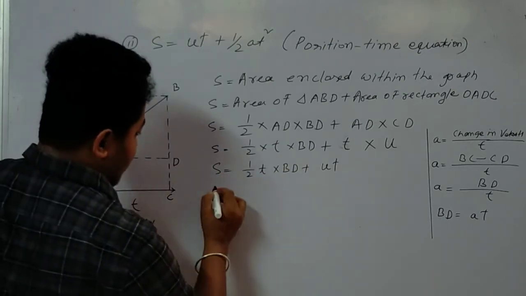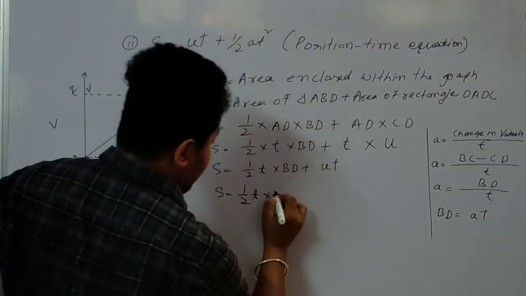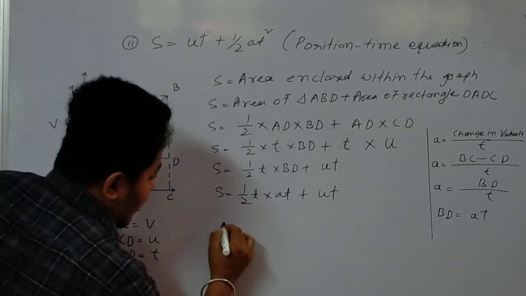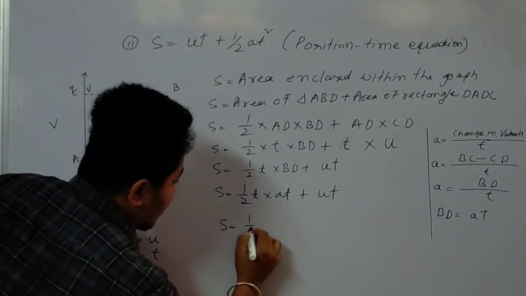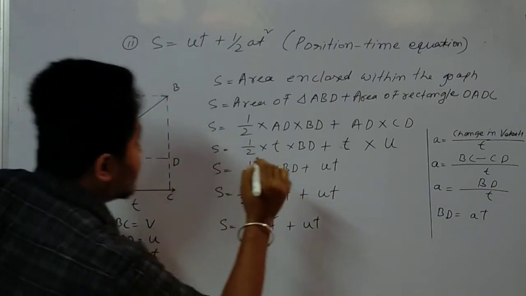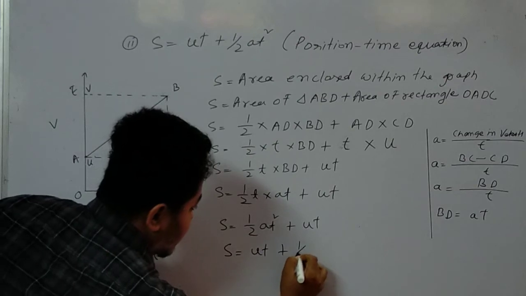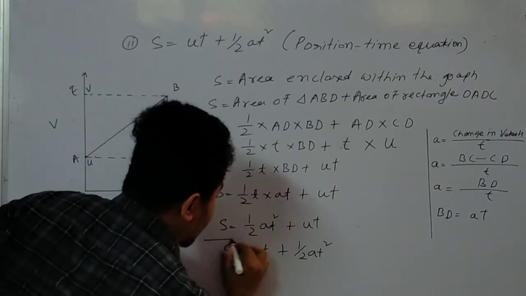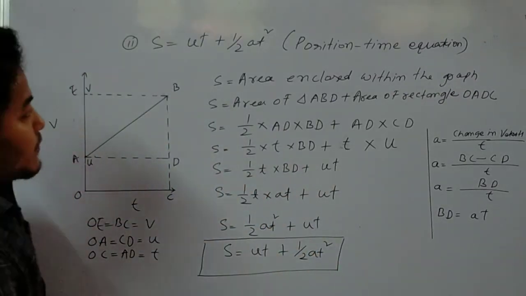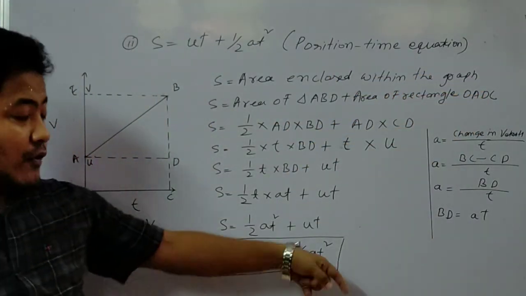So I am putting the value of BD now. S is equal to half of t into BD. BD is at, plus ut. So now if I multiply, this is half of at into t, that is half of at square, plus ut. That means I can arrange them now: S is equal to ut plus half of at square. This is our required kinematic equation that was needed to be proved, that is the position time equation, S is equal to ut plus half of at square.